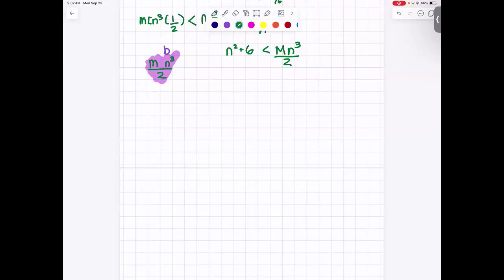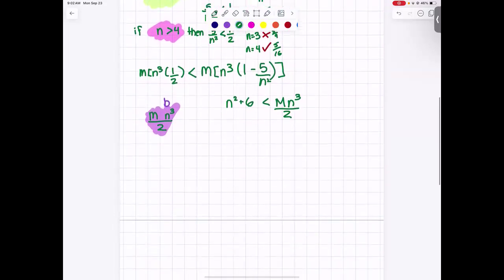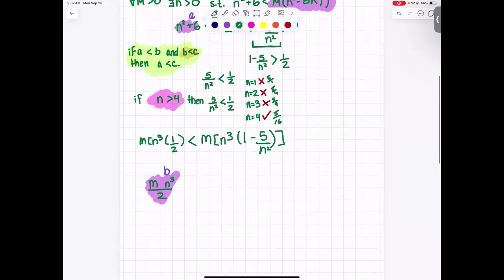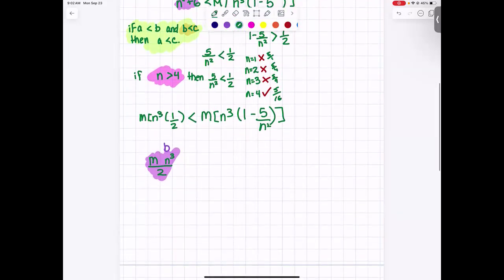All right, so let's start with our inequality where we're going to try and prove that A is less than B now. So that's n squared plus 6. Let's start with our inequality where we can now prove the other side of the highlighted green there, where A is going to be less than B. So we're going to start with n squared plus 6. It needs to be strictly less than n cubed over 2.